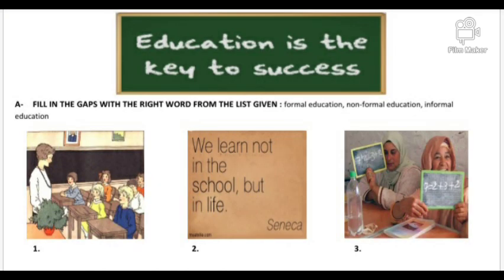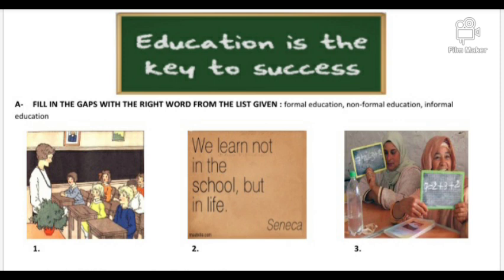So here we have an exercise. Fill in the gaps with the right word from the list given. We have formal education, non-formal education, and informal education. Think of these pictures. So we have the first picture. We have teacher and students in the school or in the class. So what do you think about it? Think of it. So this is formal education, yes.